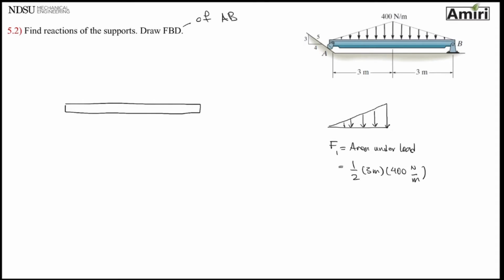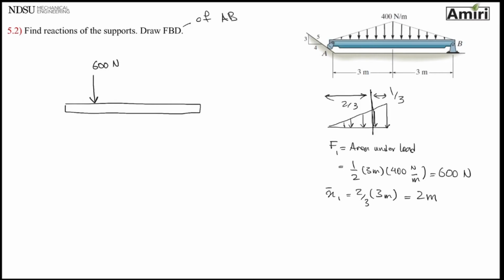And that is going to be 600 newtons. Location of it is 1/3 from the base and 2/3 from point A. So it's going to be 2/3 of 3 meters. So that is going to be 2 meters. So I have a force with a magnitude of 600 newtons at a distance of 2 meters.